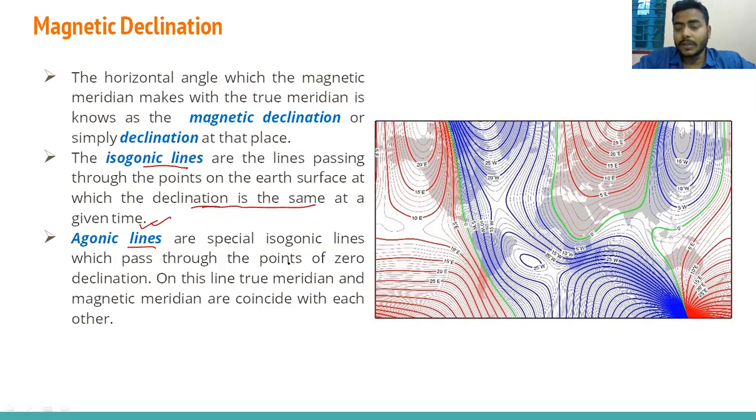Like we call the contour in leveling, the line which is joining equal elevation is called contour. In this case, the line joining equal declination is called isogonic line. And when the declination of the isogonic line is 0, that is called agonic line.